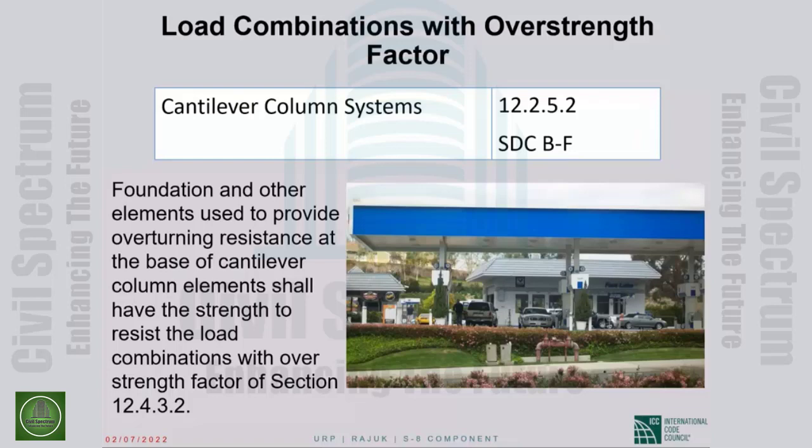ASCE 7 requires the load combinations with overstrength factor to be used in this particular section, and this is how it reads. Foundation and other elements used to provide overturning resistance at the base of cantilever column elements shall have the strength to resist the load combination with overstrength factor, etc.